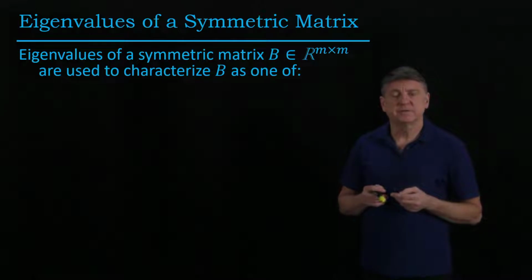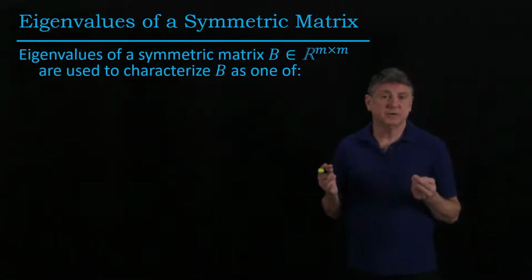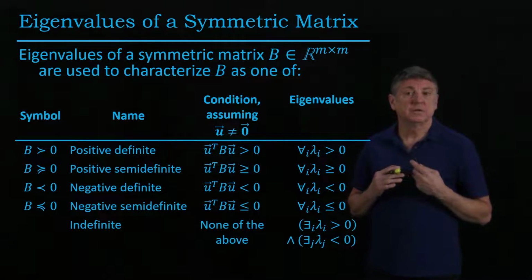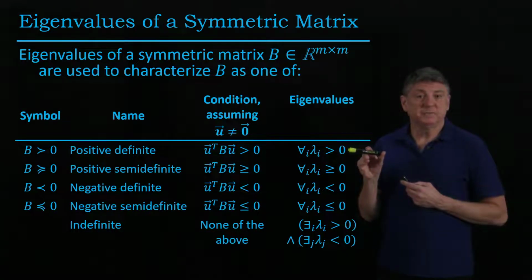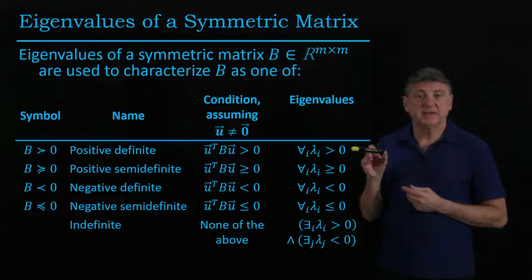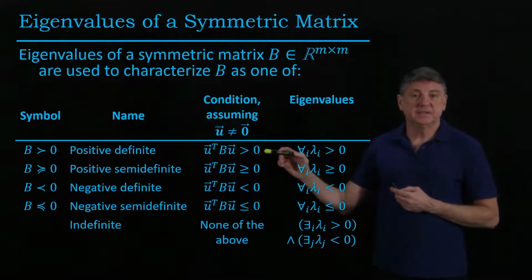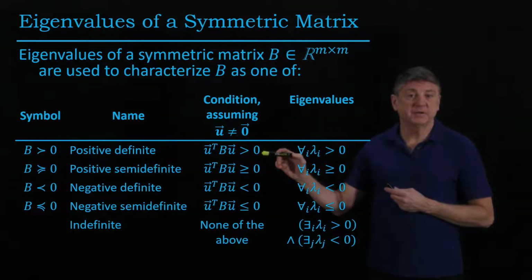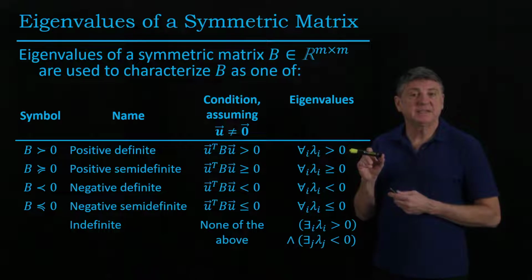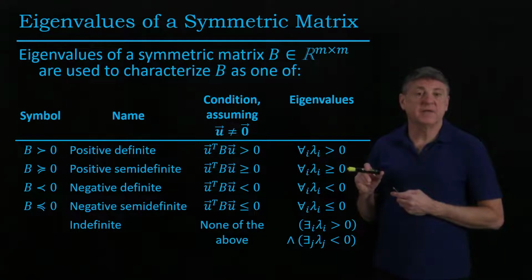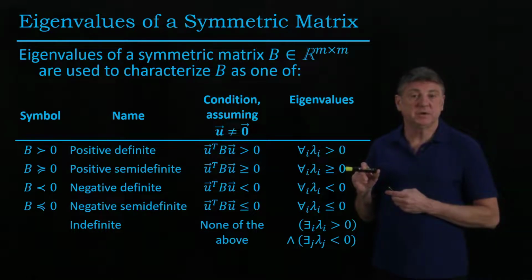The eigenvalues of a symmetric matrix can be used to characterize this matrix in general. And these are the conditions. We've already briefly stated and explored the idea of being positive definite, which is that the quadratic form is strictly greater than 0. The corresponding statement is that every eigenvalue has to be strictly greater than 0. For a positive semi-definite matrix, the quadratic form is non-negative, and likewise every eigenvalue is guaranteed to be non-negative.